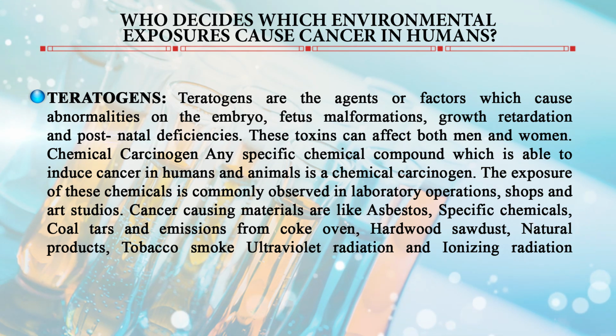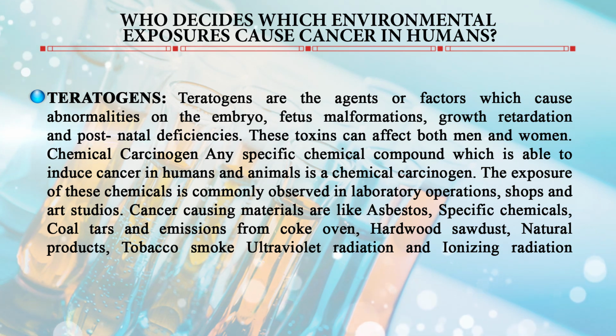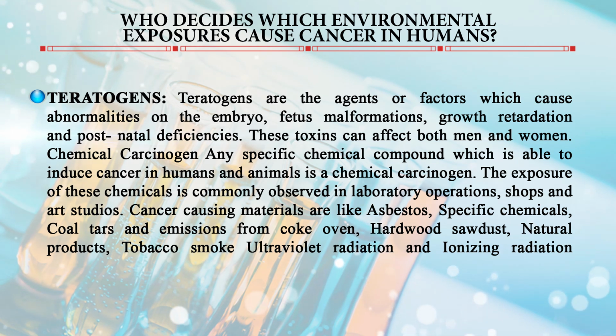A chemical carcinogen is any specific chemical compound which is able to induce cancer in humans and animals. Exposure to these chemicals is commonly observed in laboratory operations, and sometimes in shops and art studios. Asbestos is also a cancer causing material, along with specific chemicals like coal tars, emissions from the coke oven, hardwood sawdust, natural products, UV radiation, and ionizing radiation.